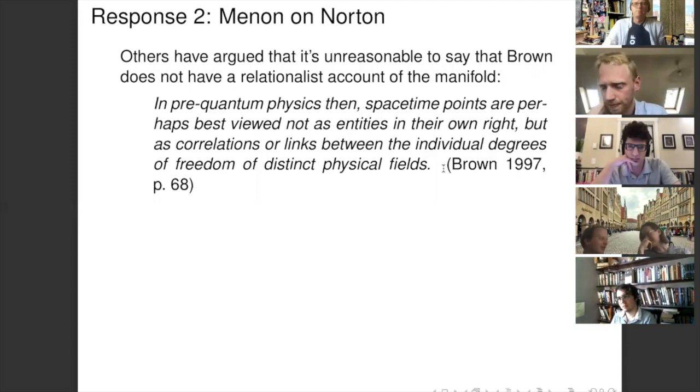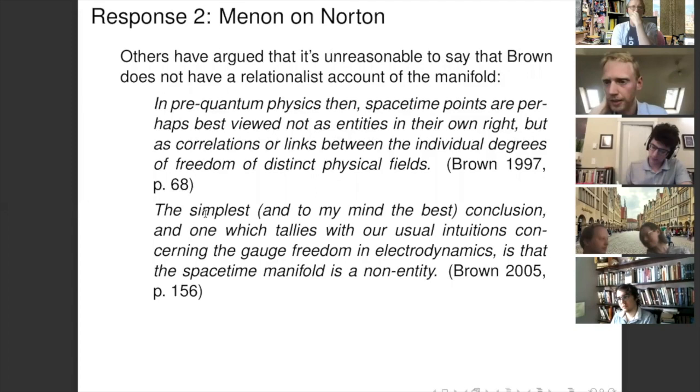Later in his book, near the end, when he's thinking about the whole argument of general relativity, Brown writes, "The simplest and to my mind the best conclusion, and one which tallies with our usual intuitions concerning the gauge freedom in electrodynamics, is that space-time manifold is a non-entity." So in fact, there's textual evidence that Brown does want to get rid of the manifold. Now that obviously doesn't necessarily fully respond to Norton just yet, because we still need a positive story about how this is going to work.